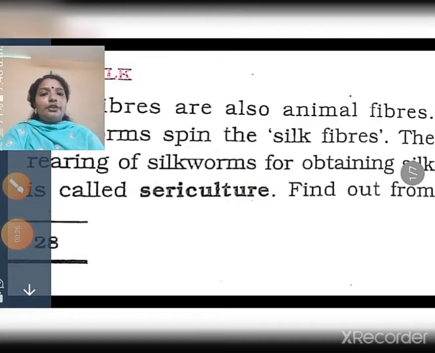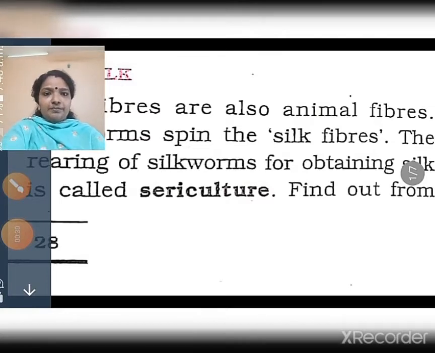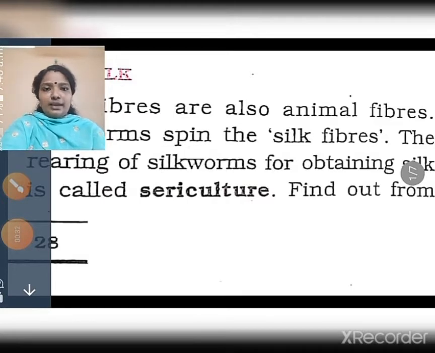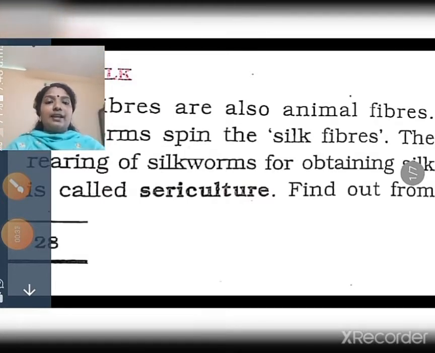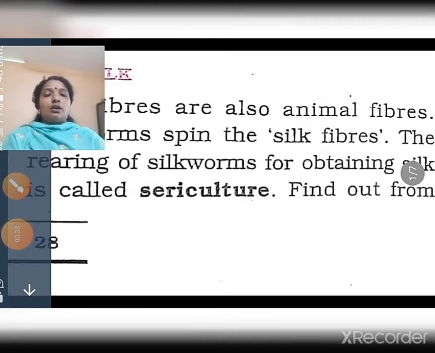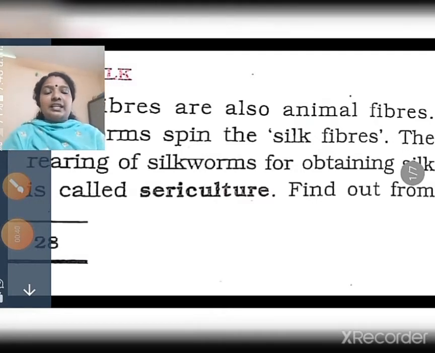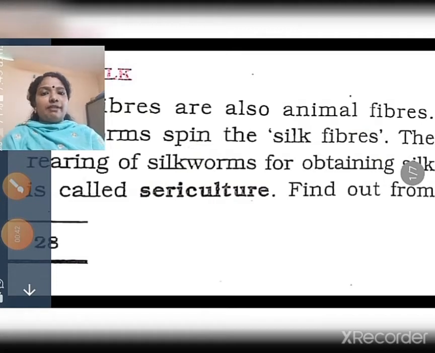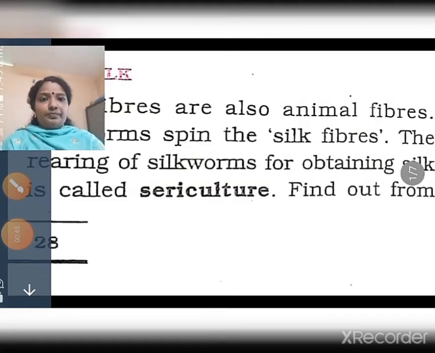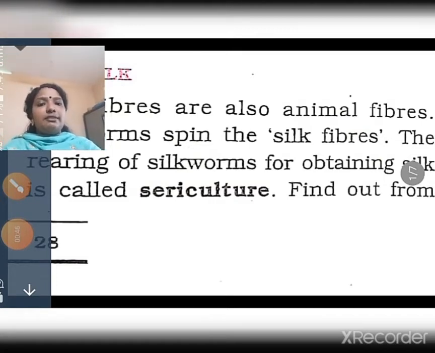All of you know that wool is a natural fiber. The main source of wool is sheep. Likewise, silk is also a natural fiber. The main source of silk fiber is the silkworm.